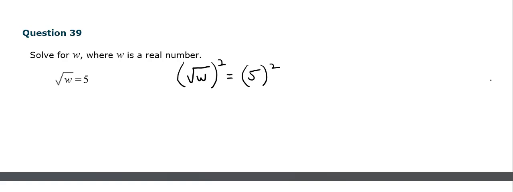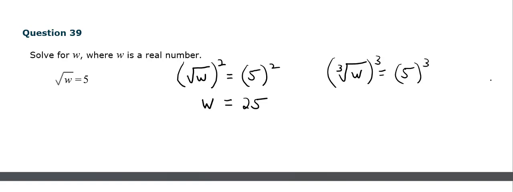On the left-hand side, it removes the radical, leaves me with w. And on the right-hand side, 5 to the second power is 25. If this happened to have been the cube root of w equals 5, in order to eliminate the cube root, I raise both sides to the third power. So that would give me w equals 125.